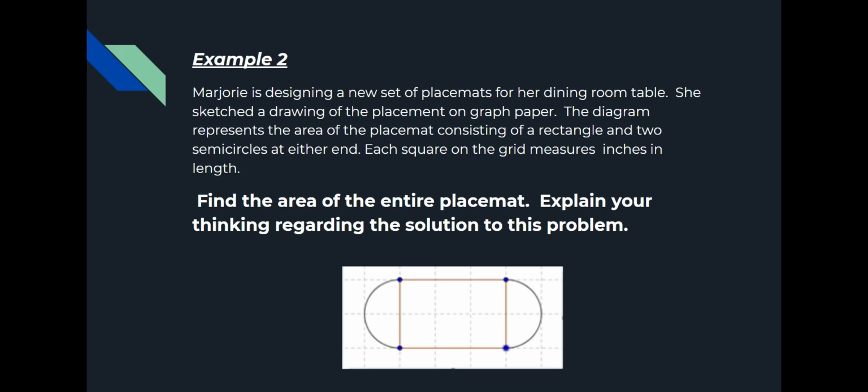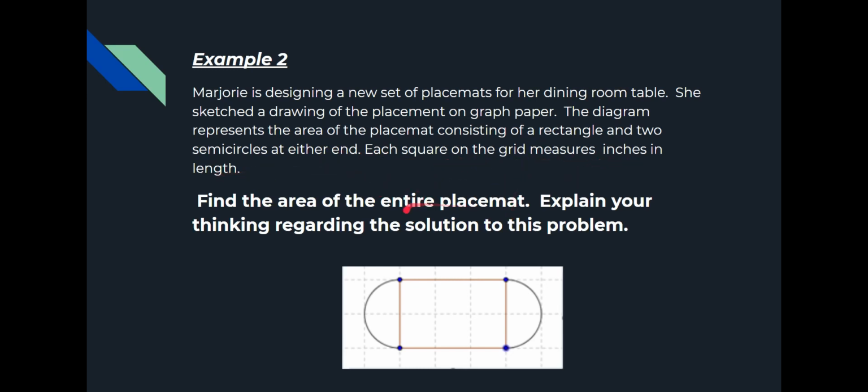Marjorie is designing a new set of placemats for her dining room table. She sketched a drawing of a placemat on graph paper. The diagram represents the area of the placemat consisting of a rectangle and 2 semicircles at the end. Each square on the grid measures inches in length.